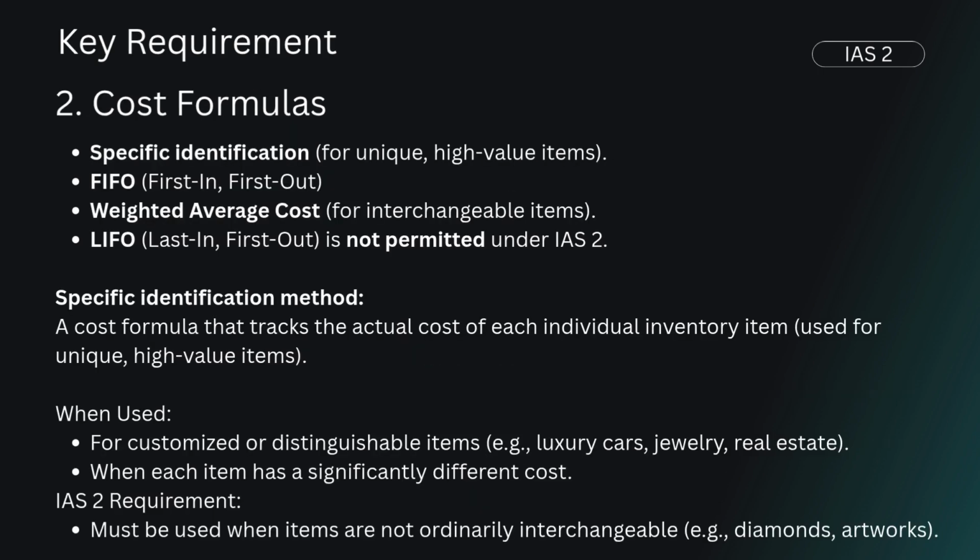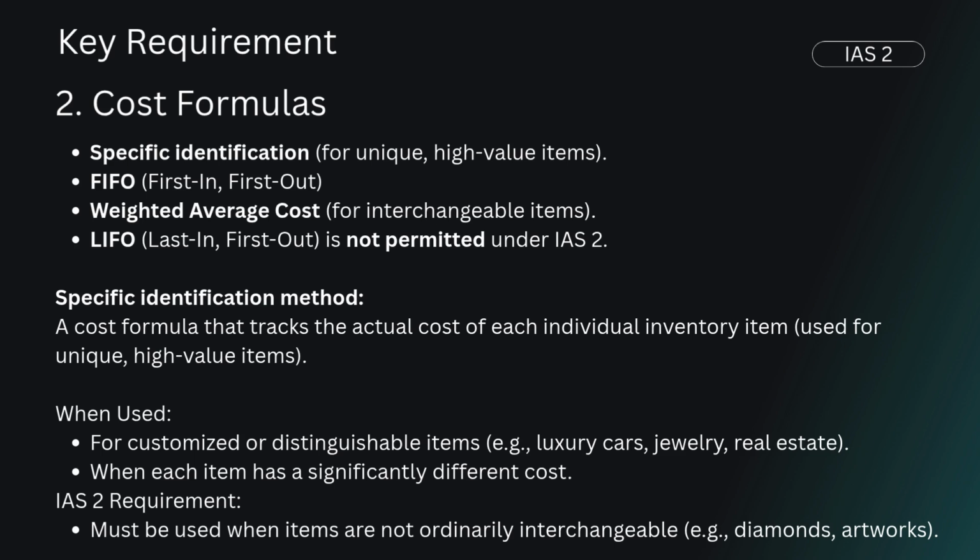The second requirement is cost formula. Which costing to use depends on business nature and accounting policies. First one is specific identification. Second is FIFO. Third one is weighted average cost. And last is LIFO, but it is not permitted under IAS 2. GAAP users can still use this method.